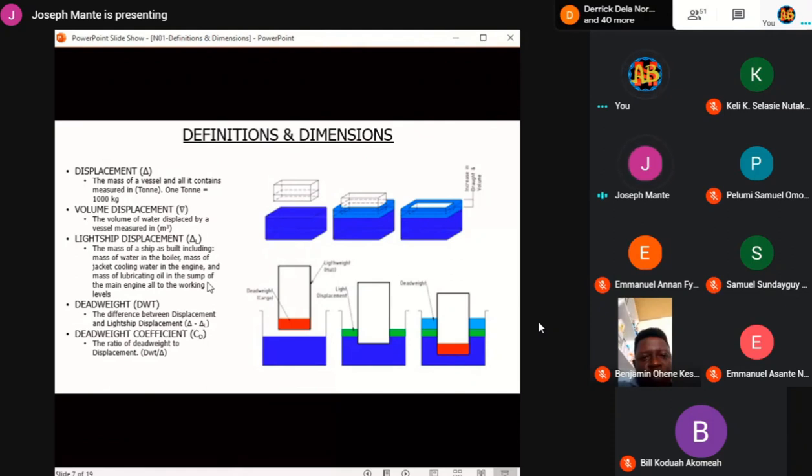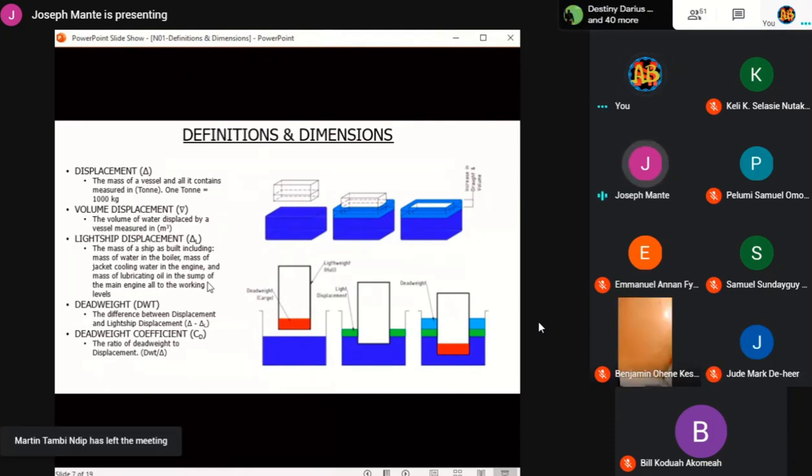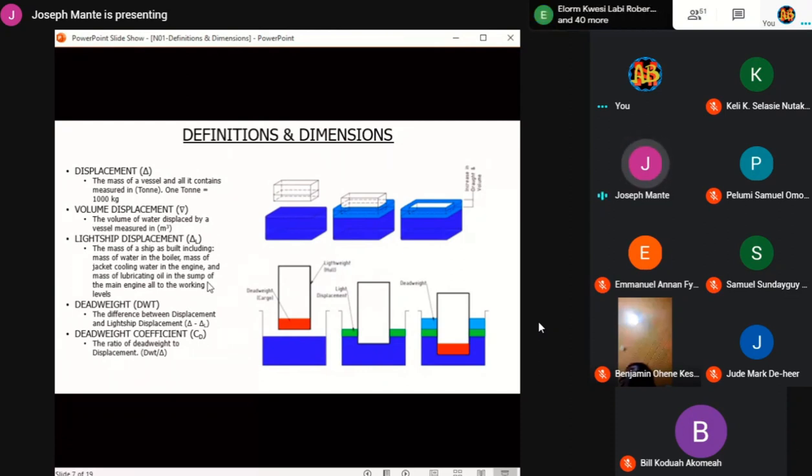You can calculate for all the steel, then the engines, then the propeller, then everything in the ship. Then you can say this is the mass, the weight, of the vessel. So whenever someone asks you what displacement is, you should be able to say it's the mass of a vessel and all it contains, and it's measured in tons. Now we go to volume displacement: the volume of water displaced by a vessel, measured in cubic meters.